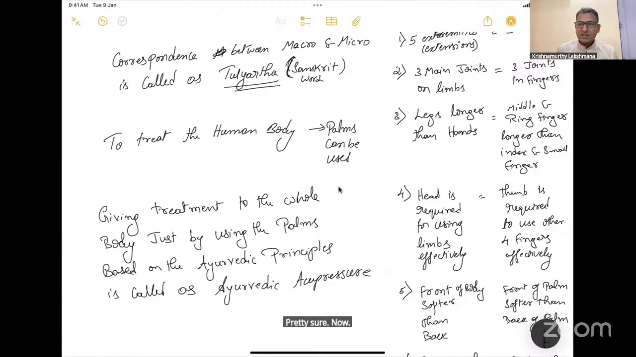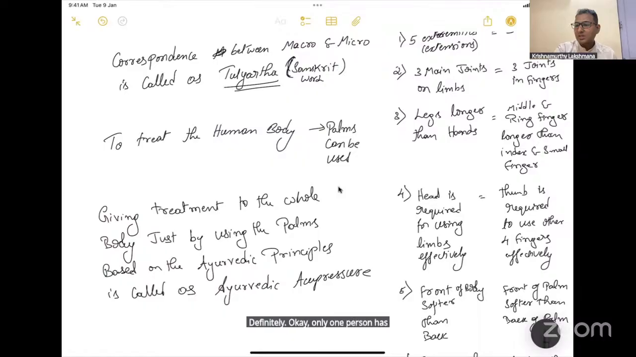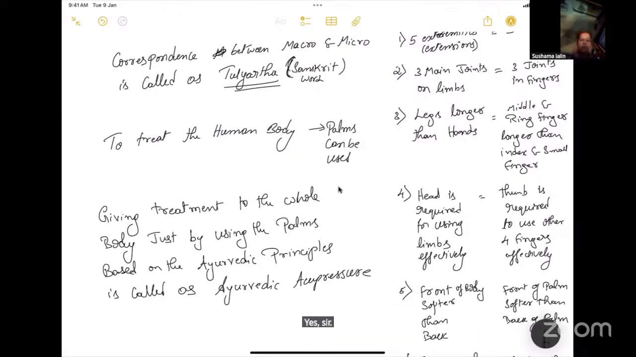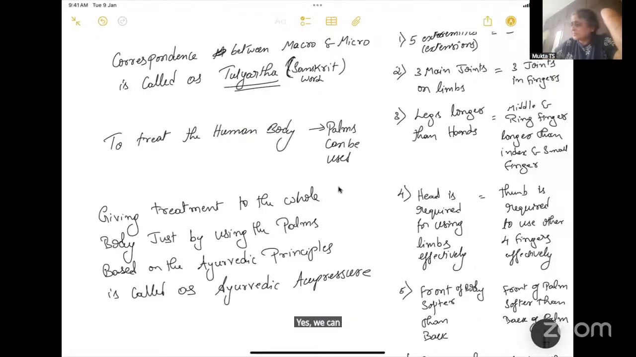Now, if somebody asks, what is Ayurvedic acupressure? Will you be able to define it? Definitely, sir. Okay, only one person has that confidence. Others? Yes, sir. We can treat our body using our hands, but applying pressure on our palms effectively. Okay. I'm only asking, will you be able to define it to others? Yes, we can. Right? Achha, okay. Fine.